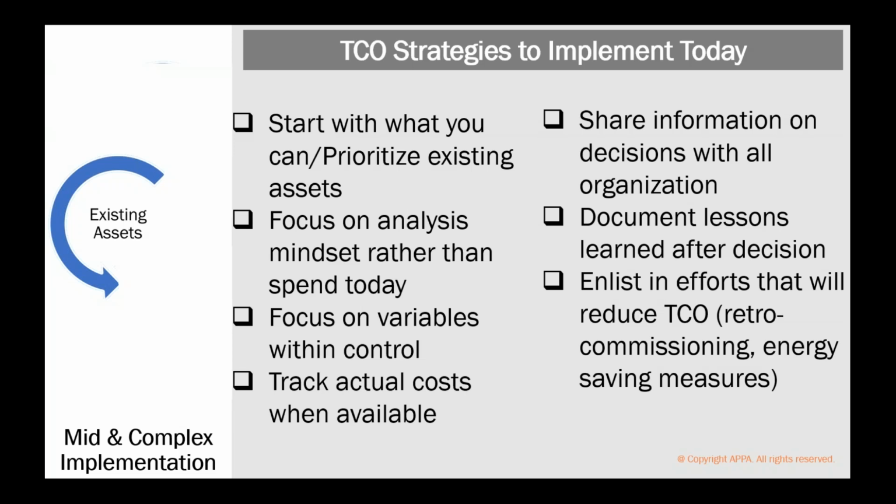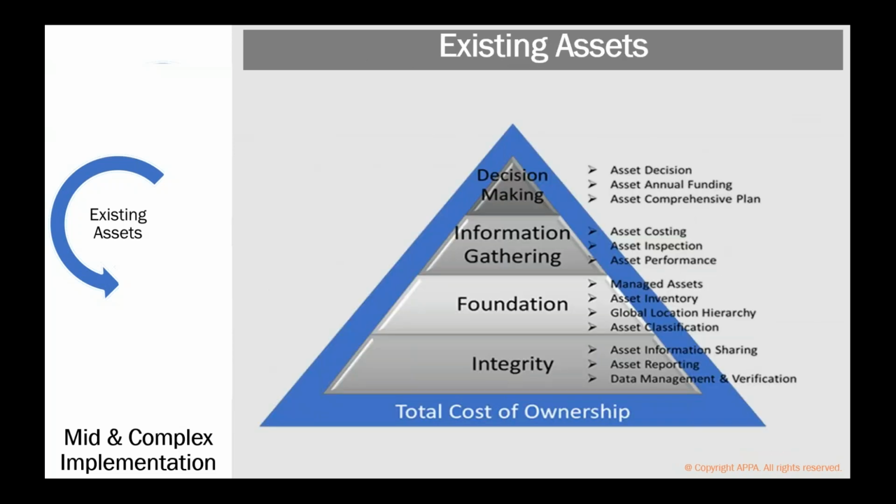Again, documenting lessons learned, and then enlist in efforts on existing assets that would reduce your total cost of ownership, such as retro-commissioning, energy-saving measures. That gets you from the basic level to our mid and complex. You can add in the costs to do some of those fault detection, retro-commissioning, energy-saving measures, and then figure out how that would impact your reduction in total cost of ownership and if that's worth it to do.